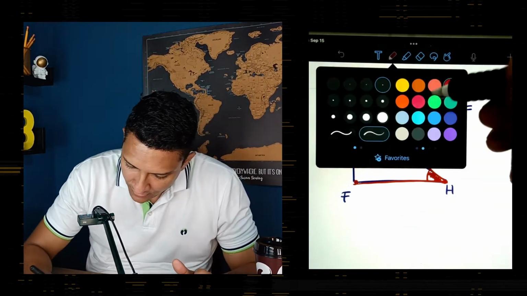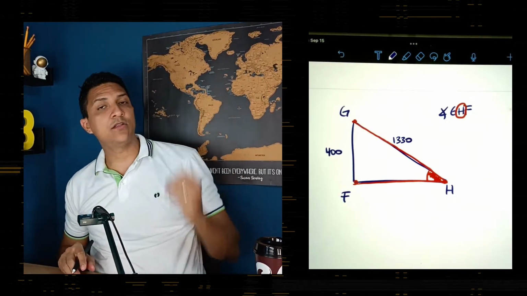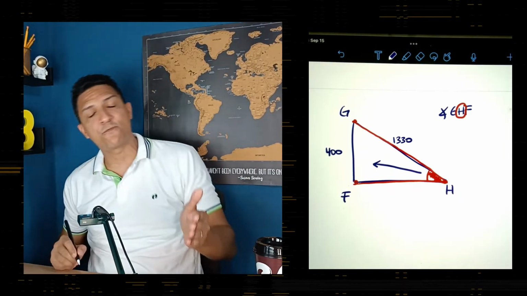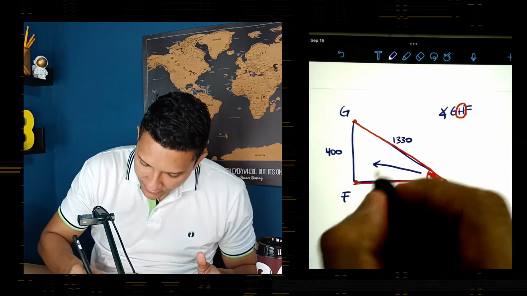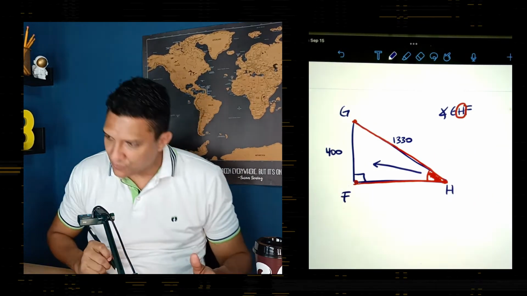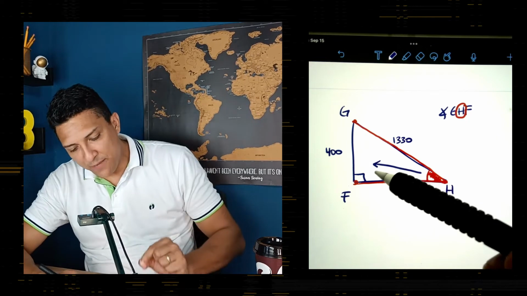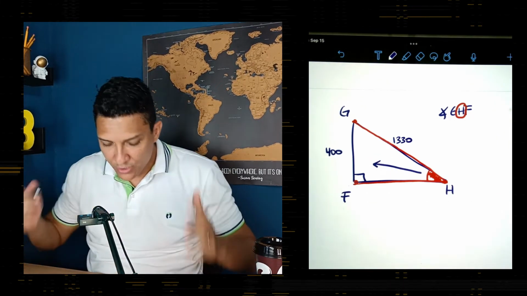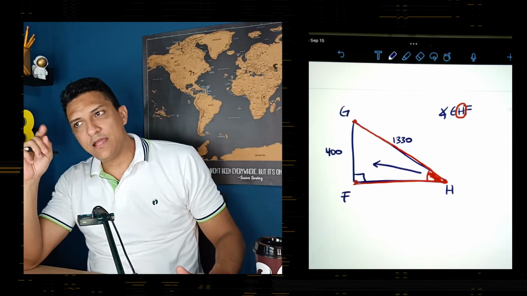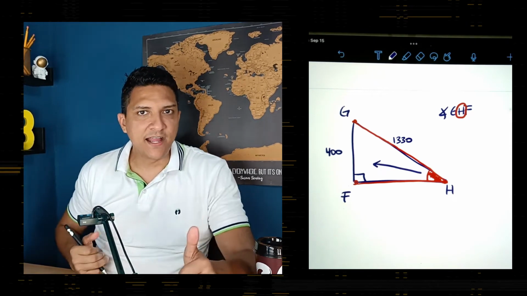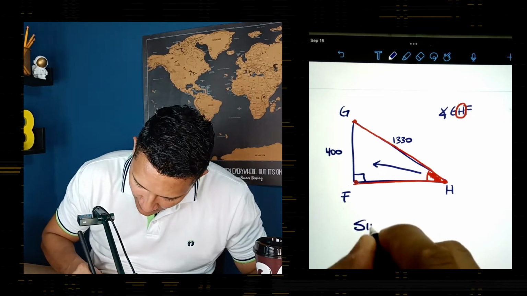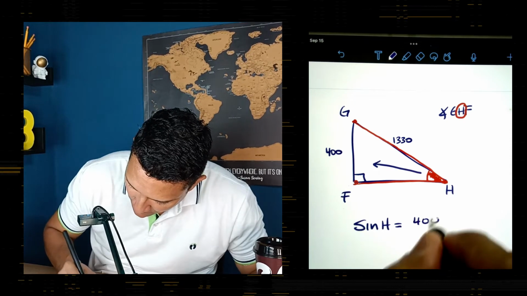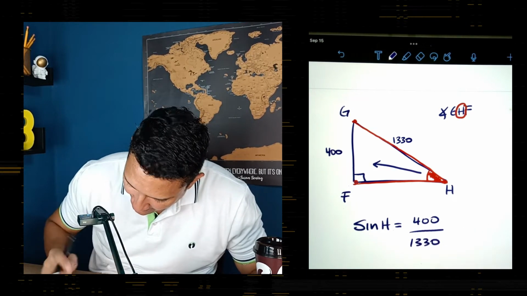Taking that angle as the angle of reference, they are giving me the opposite side because it's the one in front of the angle, and notice that the other one is the hypotenuse. How do I know it? Because the hypotenuse is always in front of the 90 degrees. So opposite and hypotenuse, that is sine. So sine of the angle H equals 400 divided by 1,330.